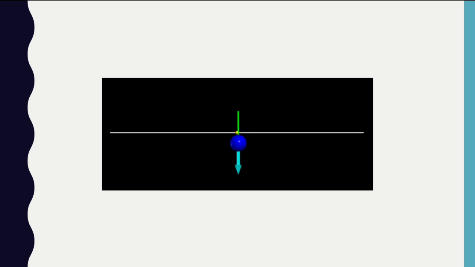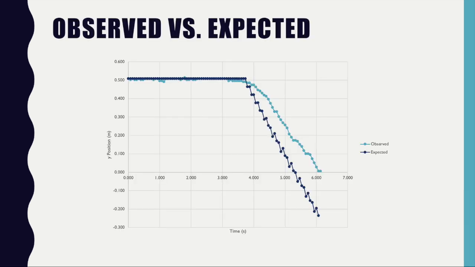This is a picture of the model's trajectory. Using Excel, I've plotted the observed versus expected Y position data on the same graph so we can see how they correlate. The light blue line is my observed data from Tracker. The navy blue line is my expected data from GlowScript.